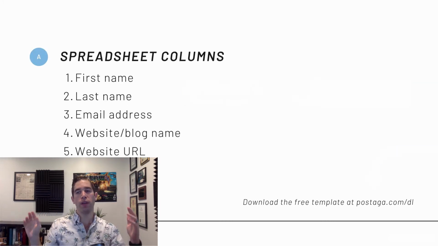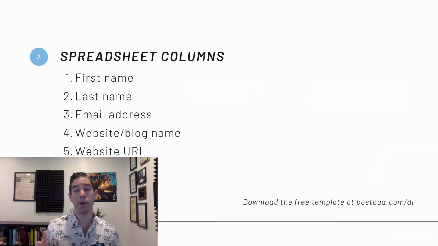The first columns that I have are basic contact information. What's the name of this contact? And how can you reach them? You're going to want to track both their website name as well as their website URL separately. The reason I have all these different fields is because in your outreach emails, you're going to want to mention their website, so it sounds like you know who they are specifically, and it shows that you're a human and you know who you're actually reaching out to.